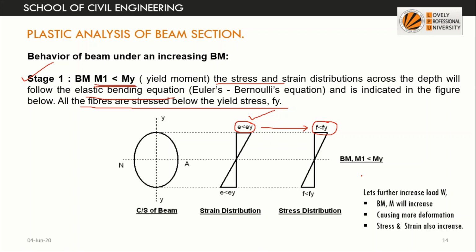So we can say that here M1, that is stage 1, is less than My. Now what we do further, we will increase the load. So bending moment will increase, causing more deformation. So this stress and strain will increase. Let's see what happens next.